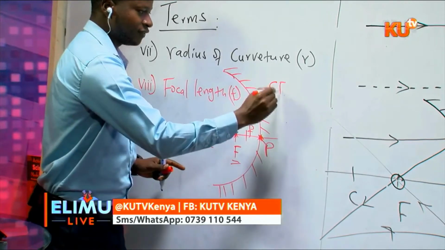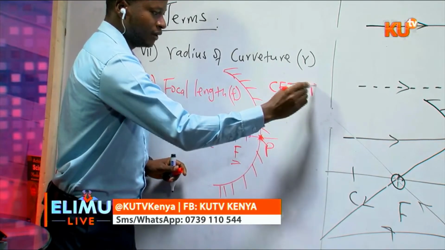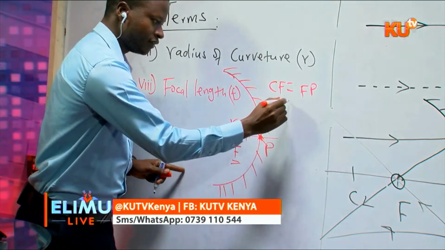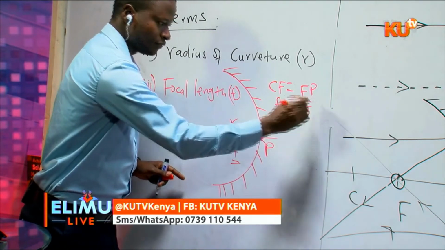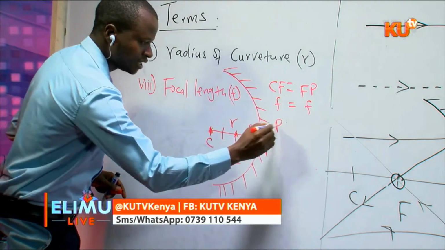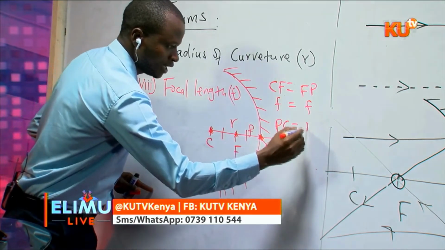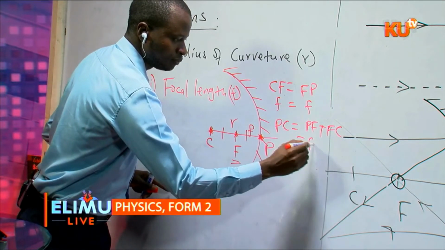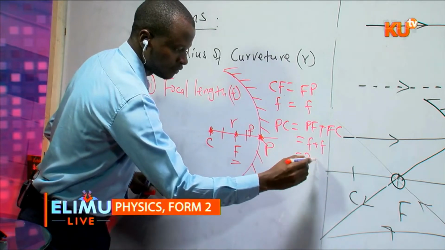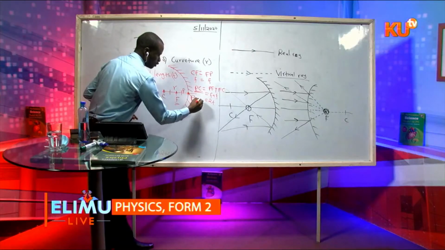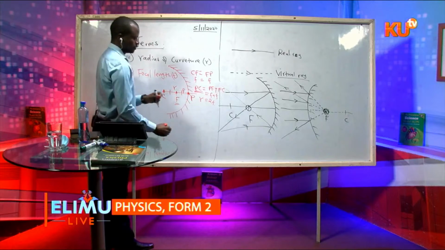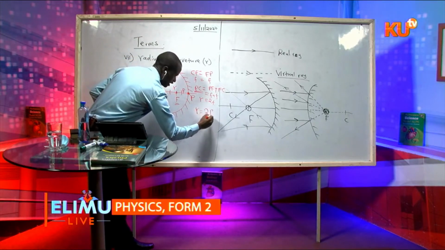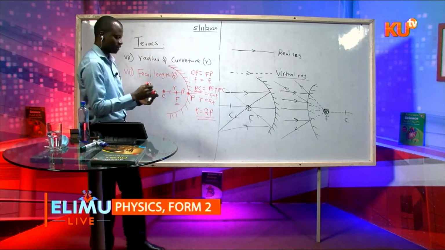So if CF is equal to FP, then CF is some small f and FP is also small f. So what is the distance PC? PC will be PF plus FC, which is f plus f, and you get 2f. And this distance PC is what we are calling small r. So we will prove later that r, the radius of curvature, is twice the focal length of the mirror.